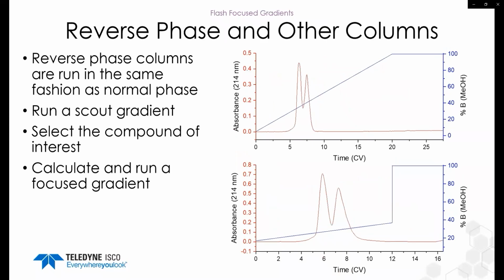Reverse phase such as C8, C18AQ, or plain C18 can be run in the same fashion as silica columns. A scouting gradient is run, which typically needs the same time as a silica TLC plate. A focused gradient is calculated in the same way as silica. Columns such as alumina and amine can also be run in the same fashion. This technique allows flash method development for columns that don't have a matching TLC plate, or the TLC plate is very slow to run.